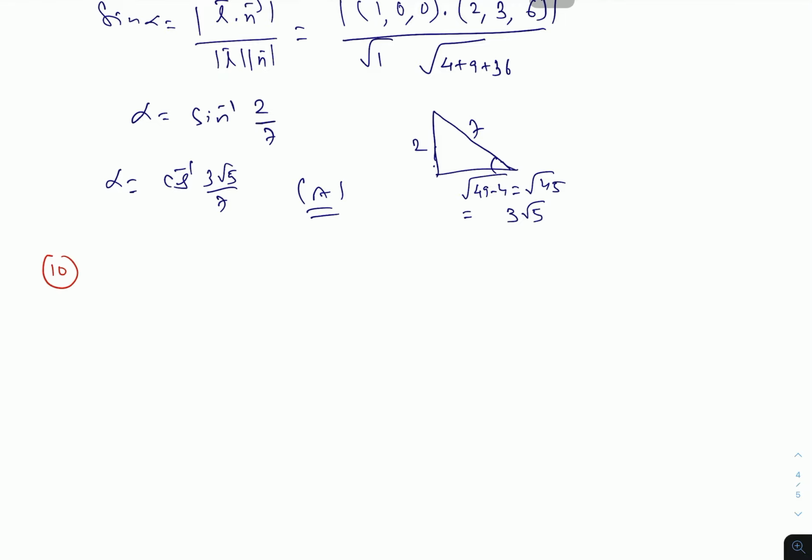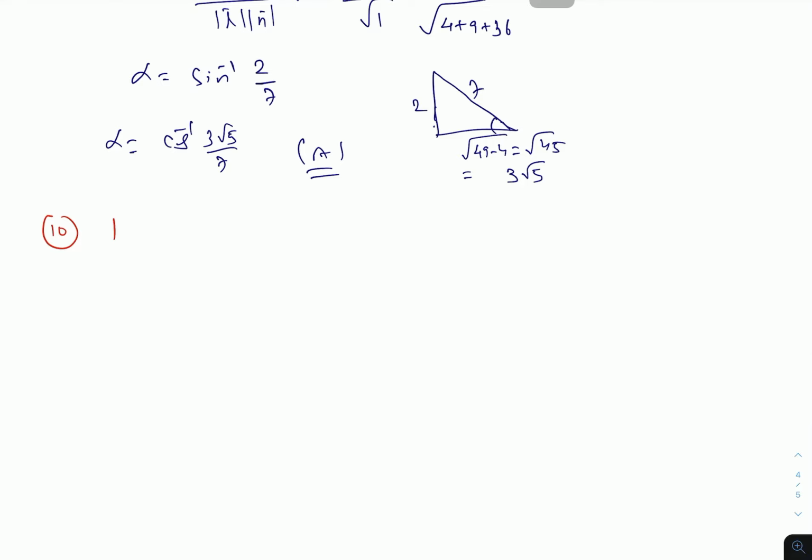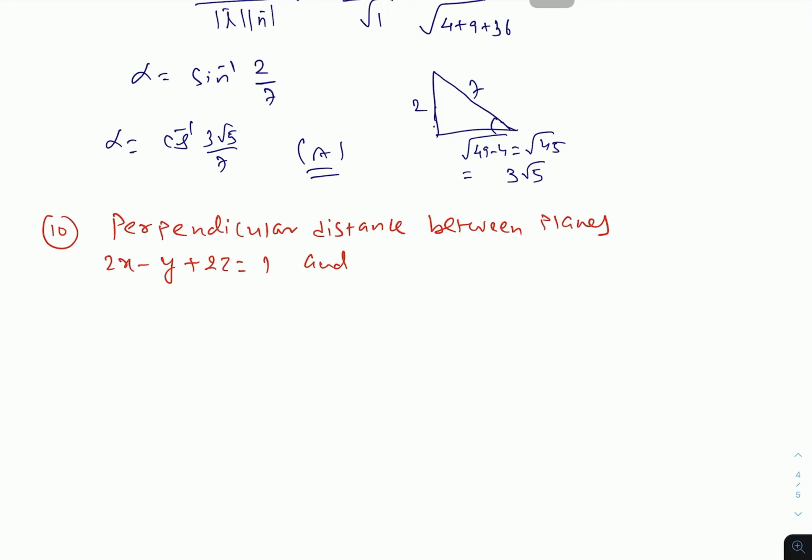Next, perpendicular distance between planes 2x minus y plus 2z equal to 1 and 4x minus 2y plus 4z equal to 1 is blank. Options are 1 by 3, 3, 1 by 6, 6.